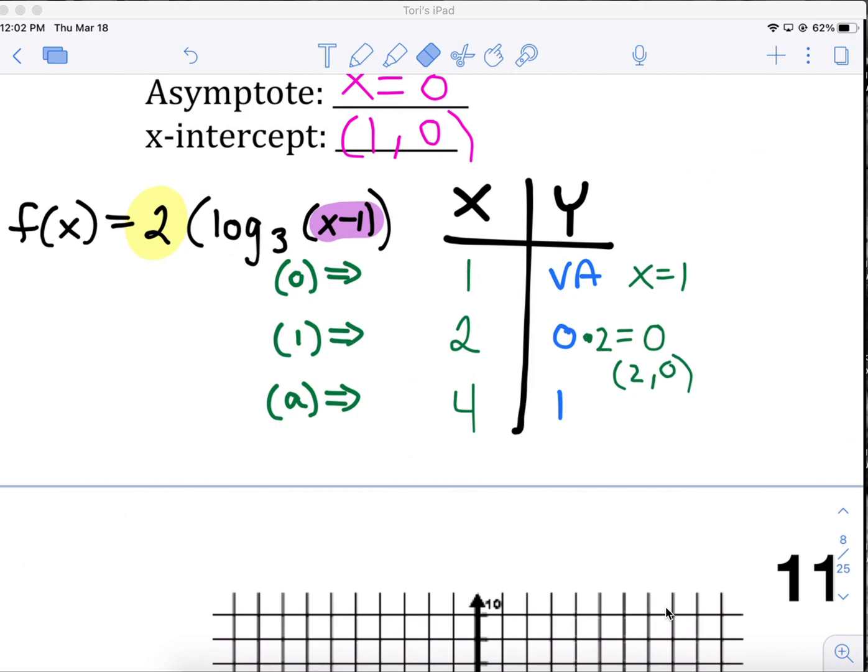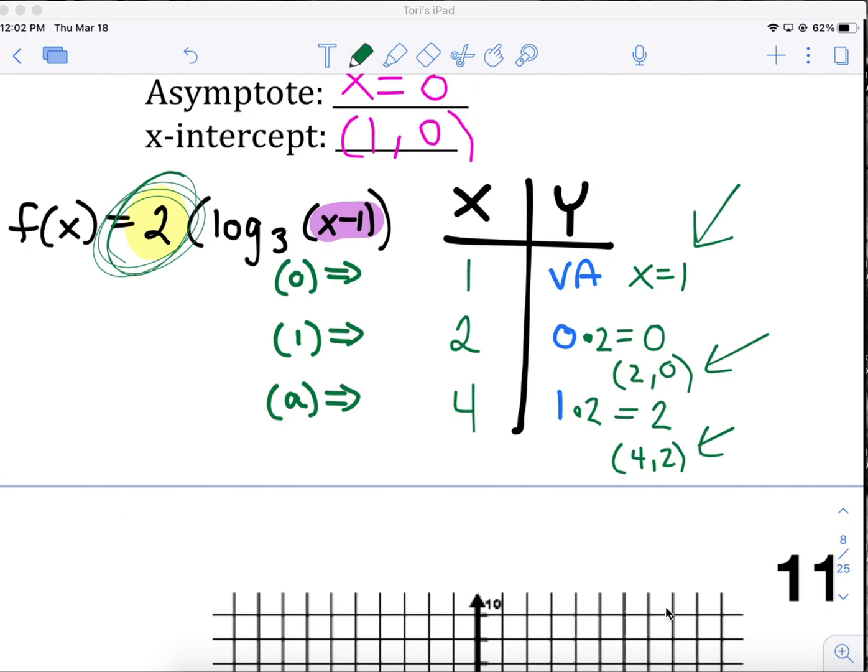But there is a vertical stretch. So I'm doing this part now. Multiply him by 2, gives him a 2. My point is not 4, 1, it's 4, 2. So I have a vertical asymptote on 1, and then I have these 2 points to graph with.